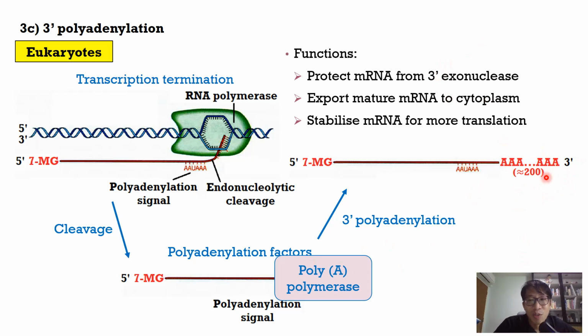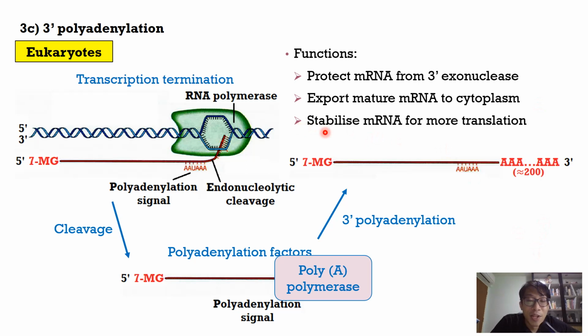So the presence of the poly-A tail would be a buffer. The 3' exonuclease would start to cut the poly-A tail first. So that leaves the genetic information stored in the mRNA sequence intact for translation. The export of the mature mRNA through the nuclear pores into the cytoplasm is also facilitated by the presence of the 3' poly-A tail.